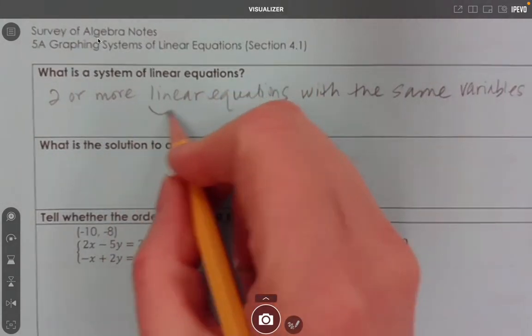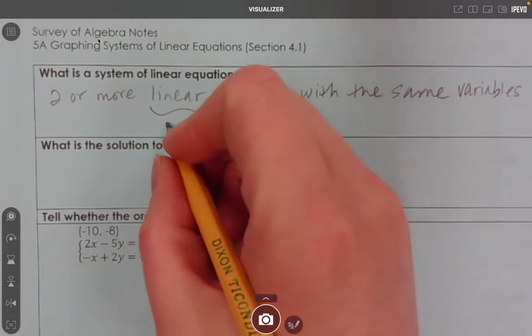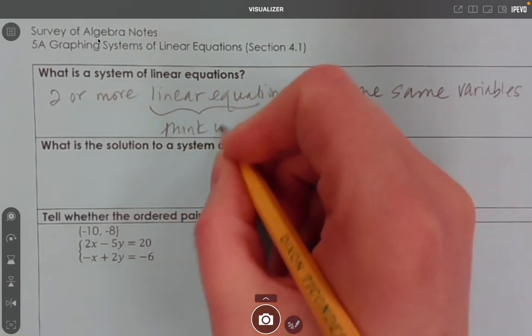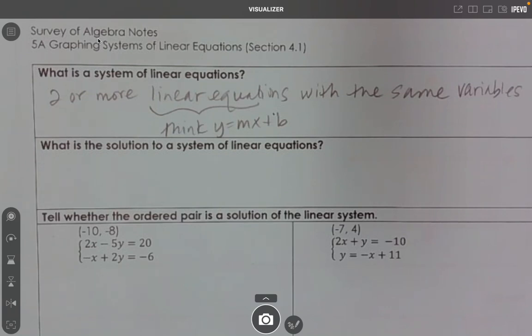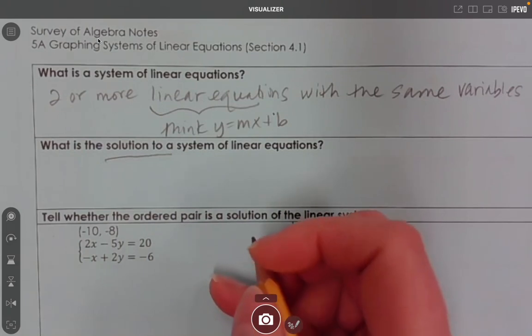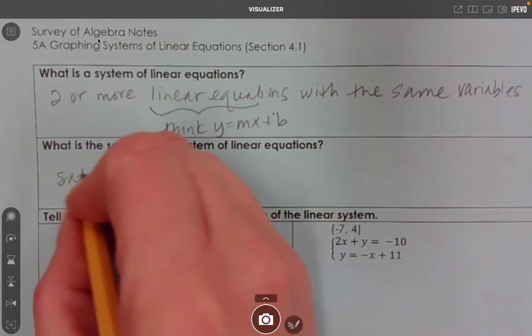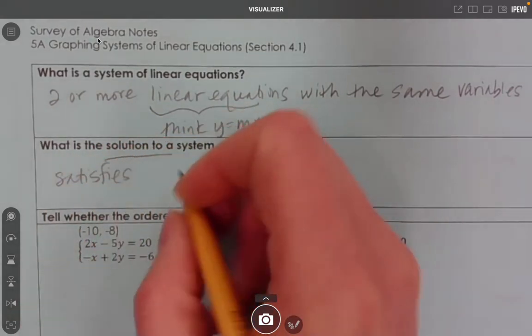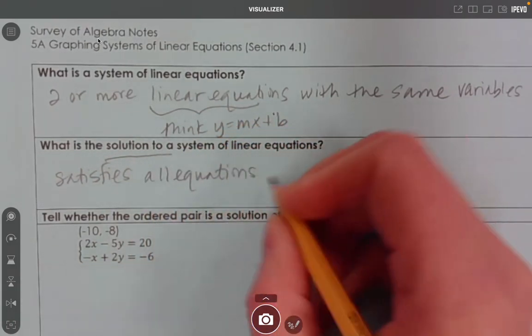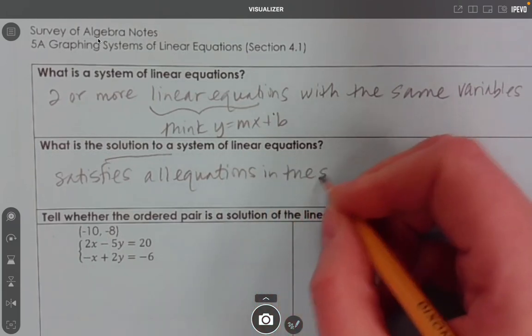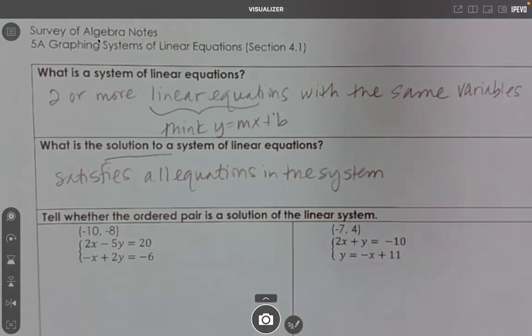So when we think linear equations, I want you to think y equals mx plus b. That's what we mean. We mean linear because if we made it equal to y and graphed it, it would be a straight line. So a solution to a system of linear equations satisfies all equations in the system. So let's take a look at what that means. So we're going to do that for this first little part here.